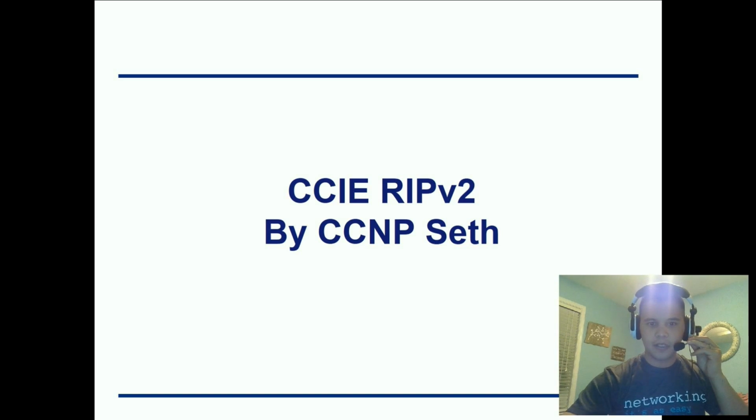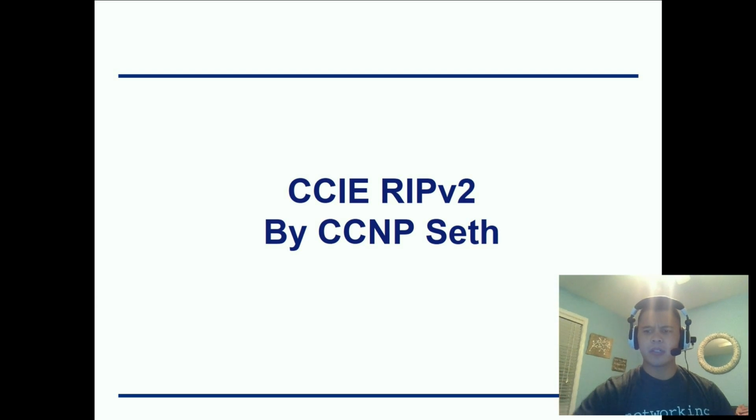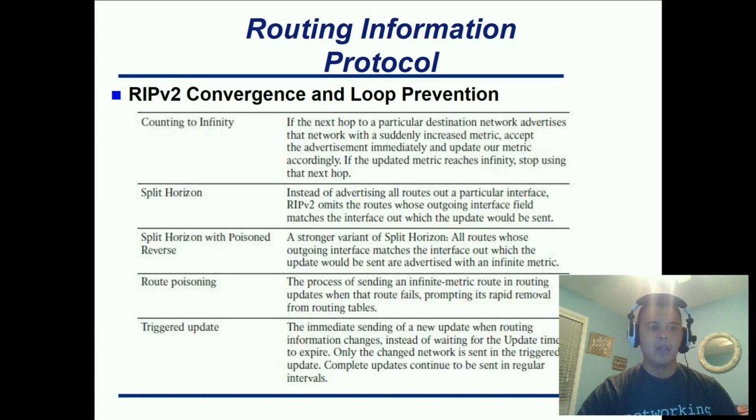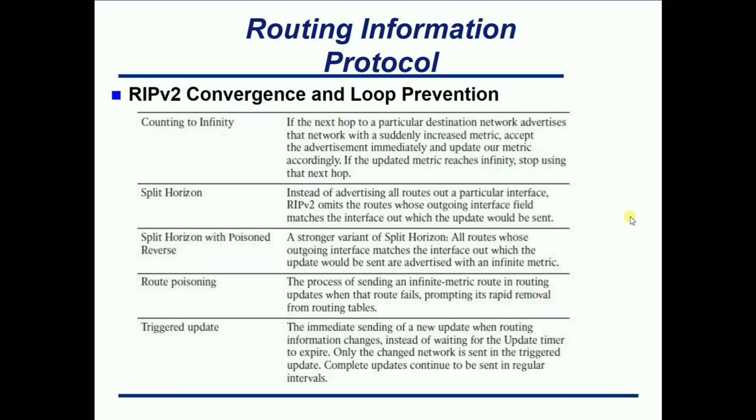Today in this video, we're going to continue on our CCIE RIP version 2 trip. Last time we talked about RIP basics. Now we're going to talk about convergence and loop prevention with RIP version 2. So let's get into it. I got this chart straight from the Cisco Press CCIE Route Switch version 5 book. And these are important topics about RIP's convergence and loop prevention.